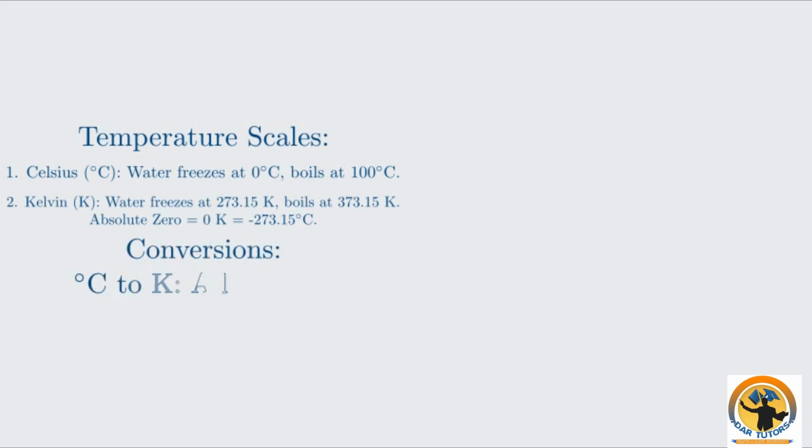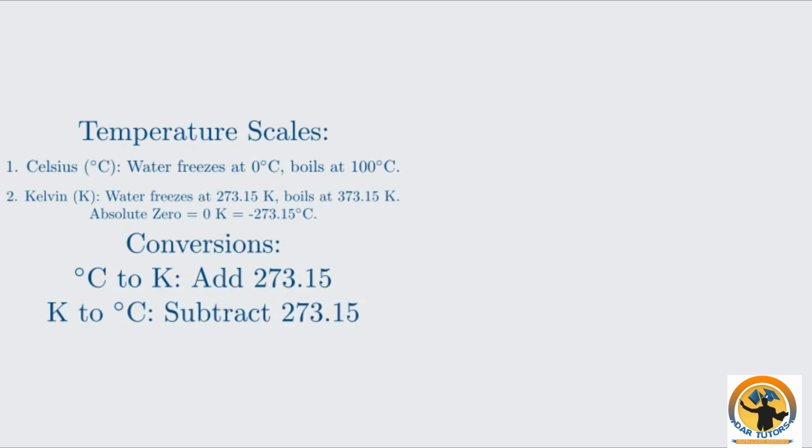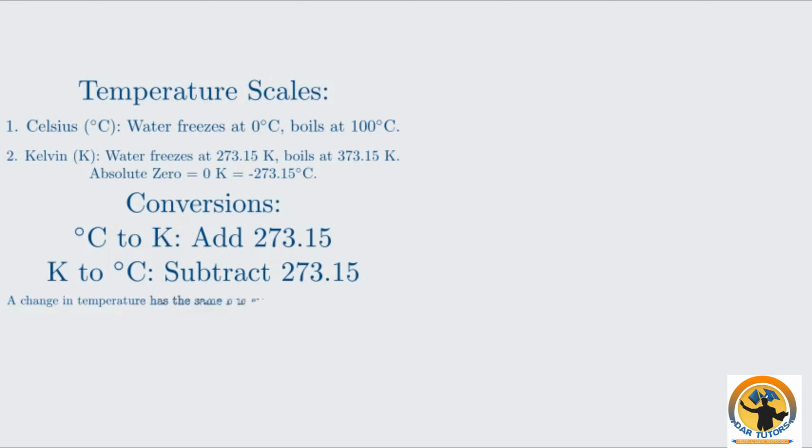To convert from Celsius to Kelvin, you simply add 273.15. To go from Kelvin to Celsius, you subtract 273.15. Notice that because the size of 1 degree Celsius is the same as 1 Kelvin, a change in temperature has the same numerical value on both scales. For example, a 10 degrees Celsius rise is also a 10 Kelvin rise.